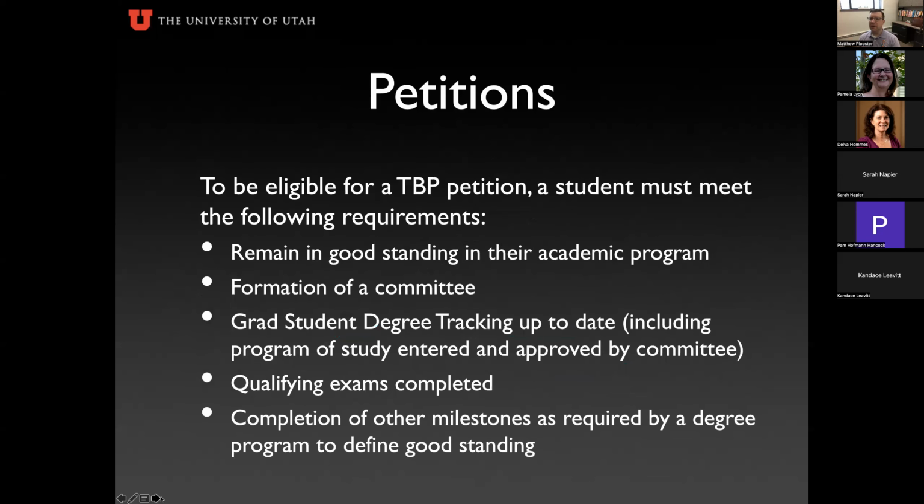To be eligible for tuition benefit petitions, the student must be in good standing in their academic program and with the university. There must be a committee formed, and that committee must be entered into graduate tracking. Grad tracking also must be up to date. The committee must be entered and approved. The program of study must be entered and approved by the committee. Qualifying exams, comprehensive exams must be entered in, and it must be marked passed or passed with revision. Completion of other milestones as required by degree program to be in good standing. That is very important there as well.